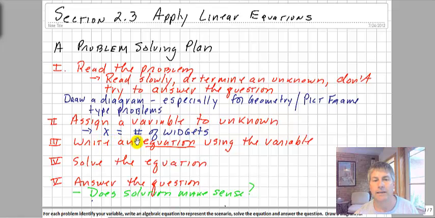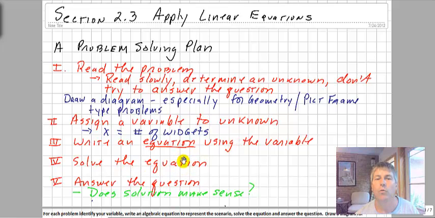So x is the number of widgets. W is the width of the rectangle. Y is the amount of solution added. That kind of thing. Tell me exactly what the variable is. Then, based on the information in the problem or your diagram or even a table, we're going to do some tables, write an equation using that variable. Then solve the equation.